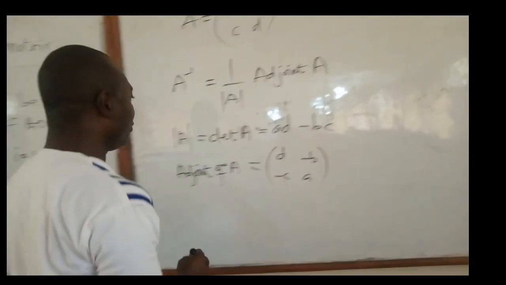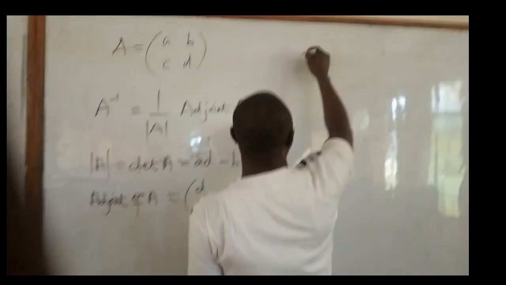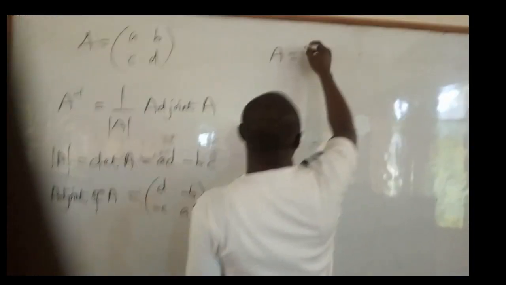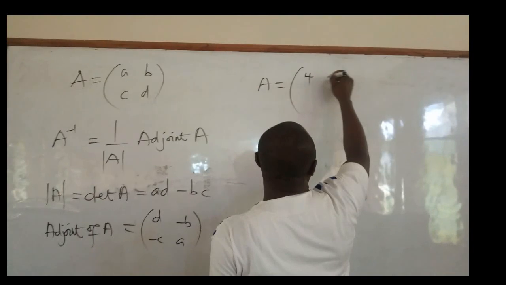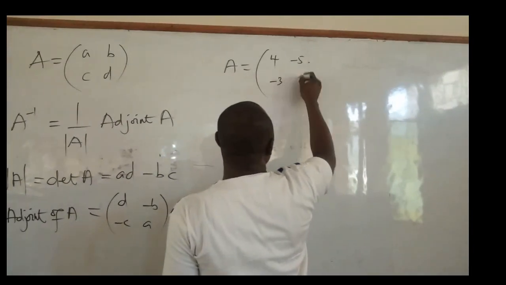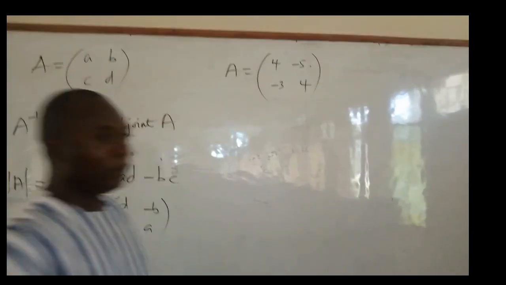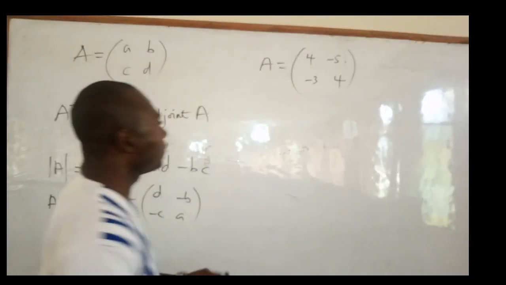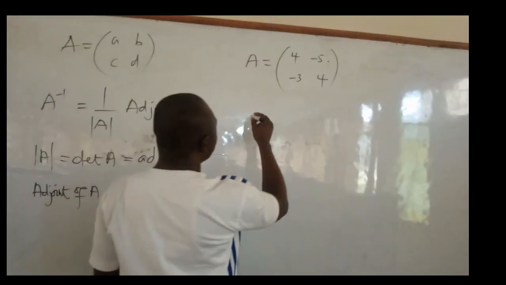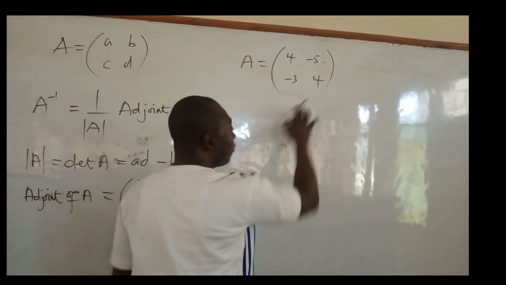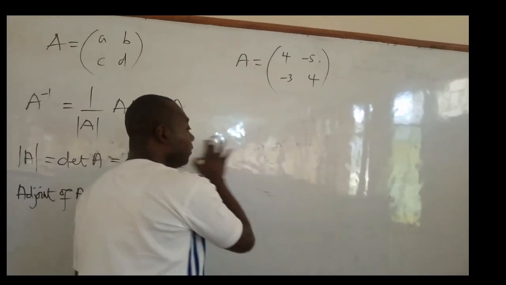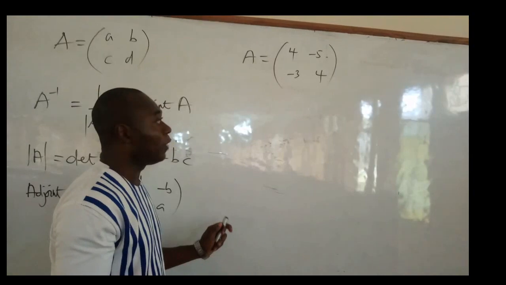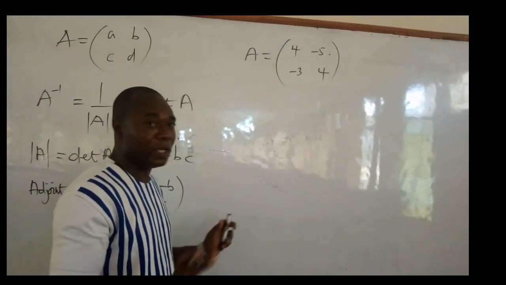So for example, if you have a matrix A, which is equal to 4, negative 5, negative 3, 4, and you are asked to find the inverse, you have to first of all find the determinant. If the determinant is zero, then you don't go ahead to find the inverse. It means that the inverse does not exist.